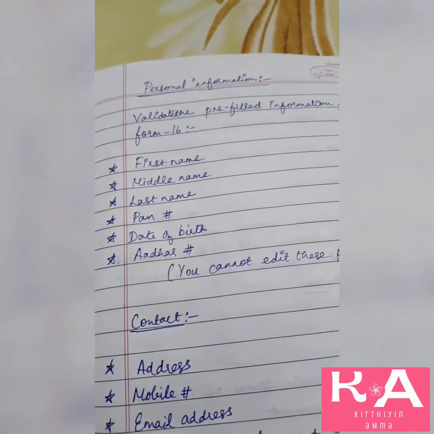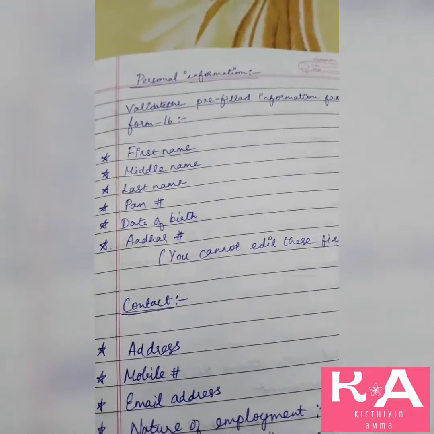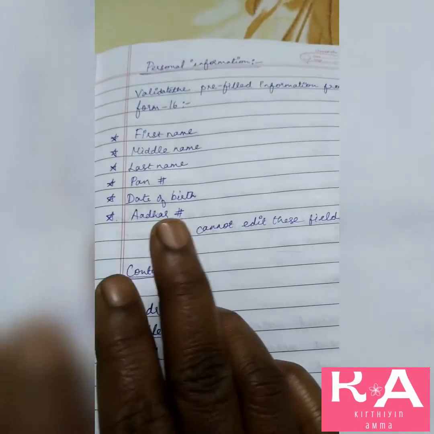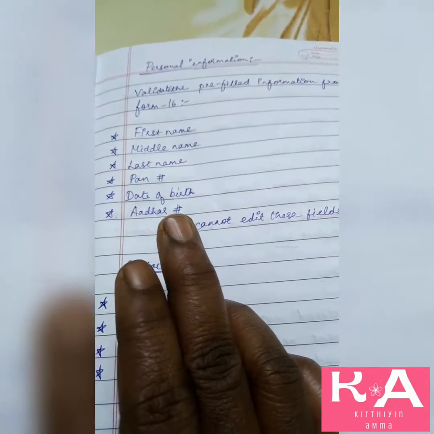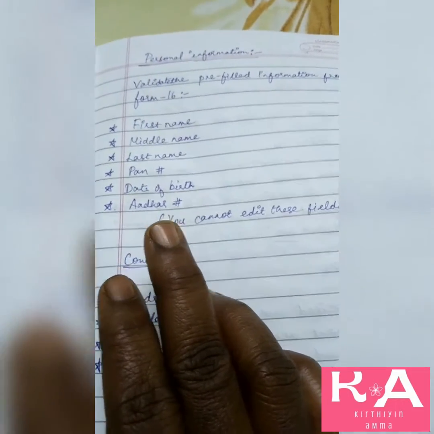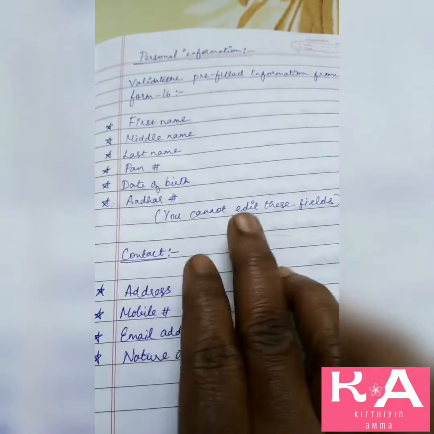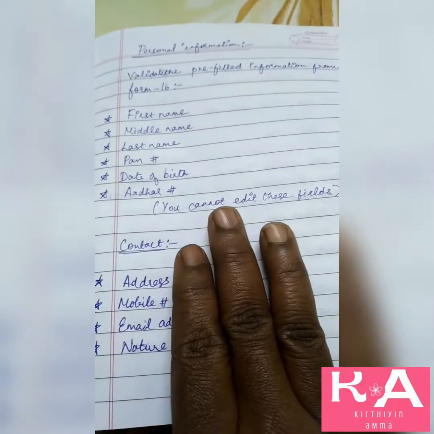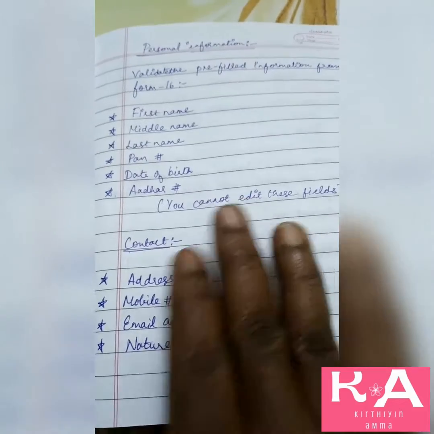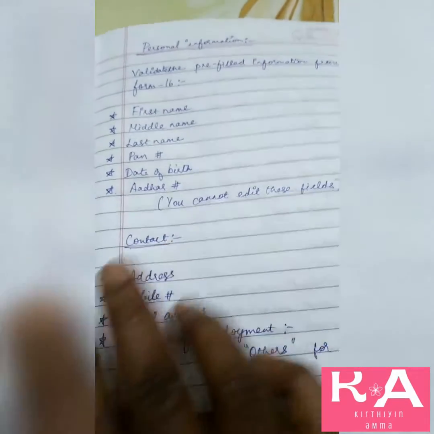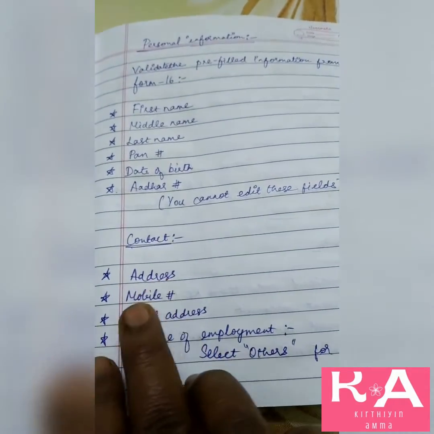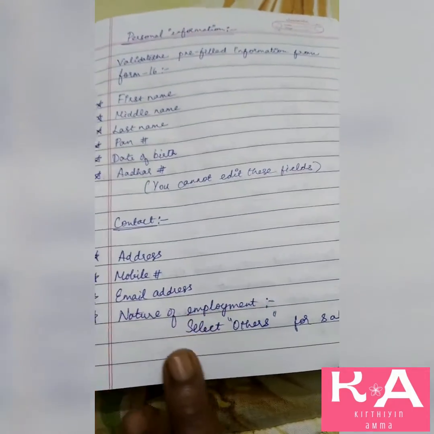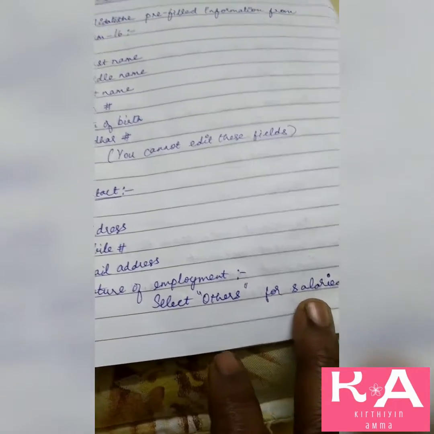Then coming to all the pre-filled information, we'll have to validate each and every piece of information. Personal information: you'll have to check the first name, middle name, last name, PAN number, date of birth, Aadhaar number. You cannot edit these fields because they are already pre-filled by the income tax office. Then contact details: you'll have to verify your address, mobile number, email address. Nature of employment: you'll have to select Others for salary.